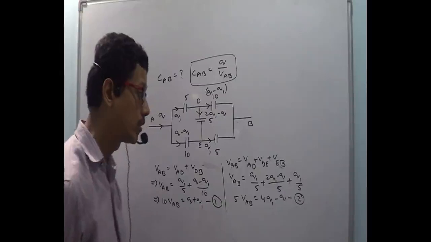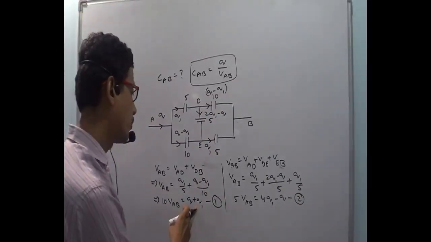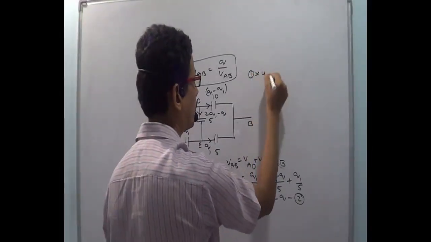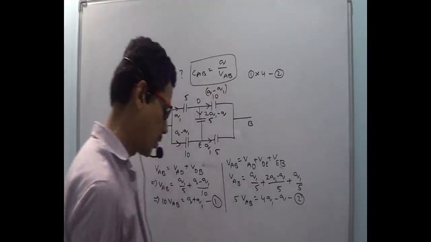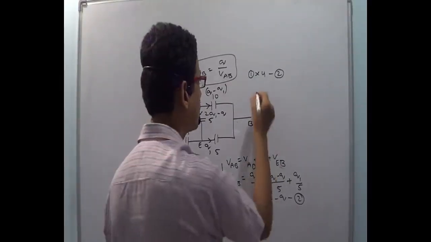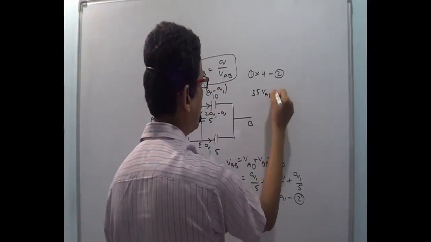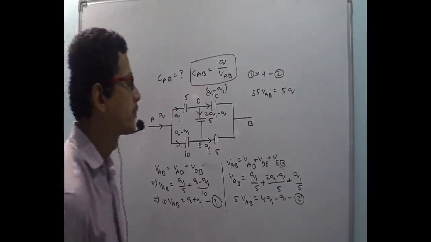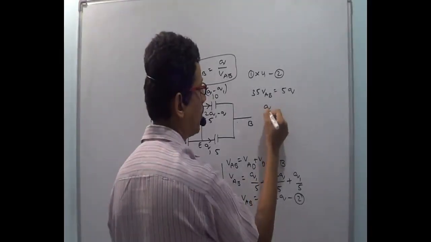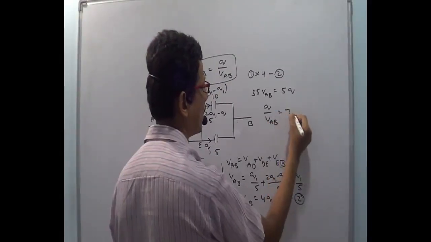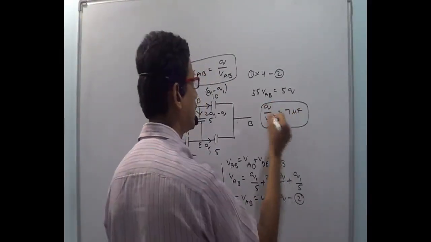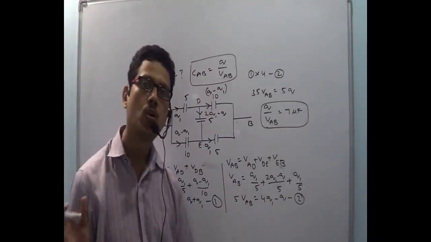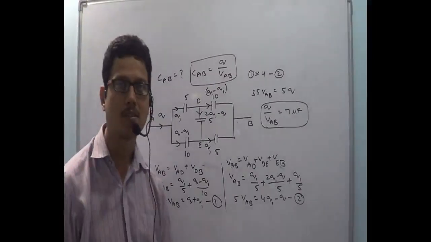First of all, I have to eliminate Q1. To eliminate Q1, what should we do? Multiply this by 4 and subtract: equation 1 multiplied by 4 minus the second equation. What you will get is 35 VAB is equal to 5Q, as 4Q1 cancels here. So Q by VAB is 7 microfarads. That is the answer. That only we need to calculate. The total charge by total potential difference is nothing but the effective capacitance.